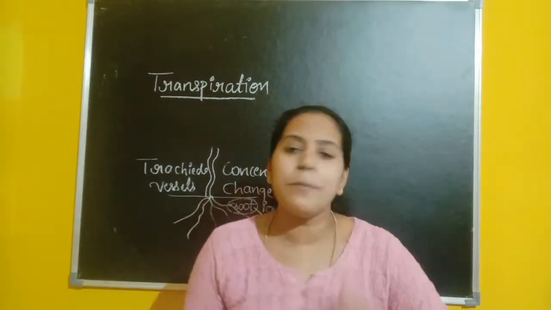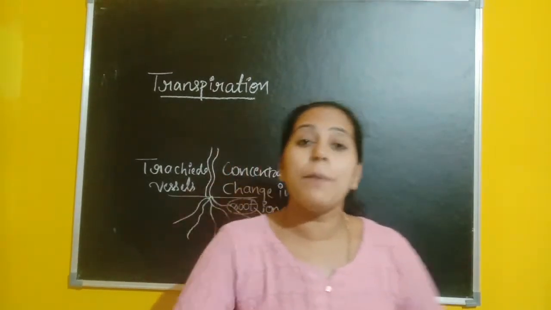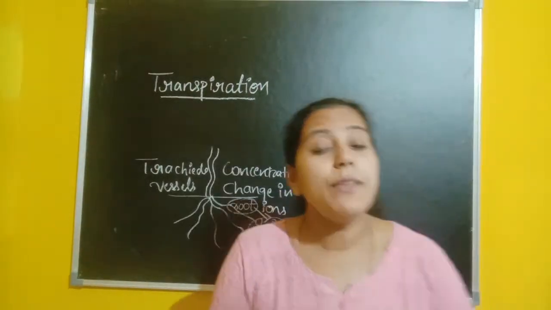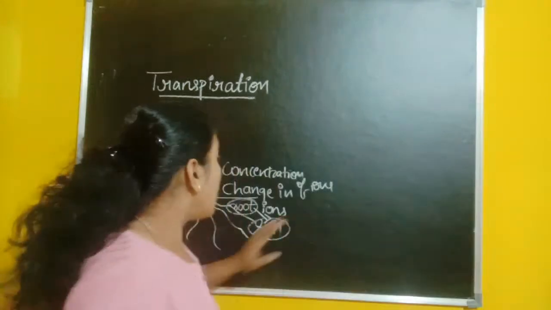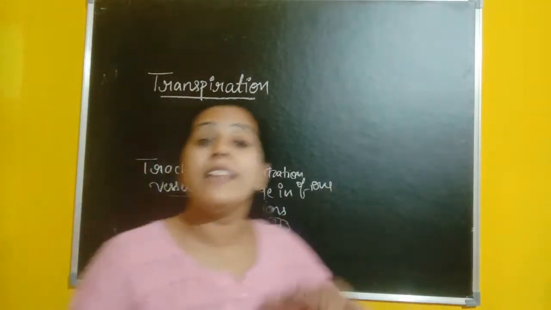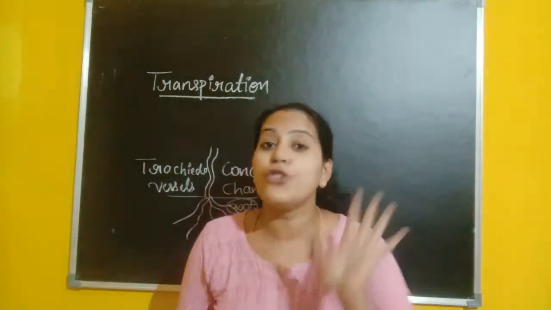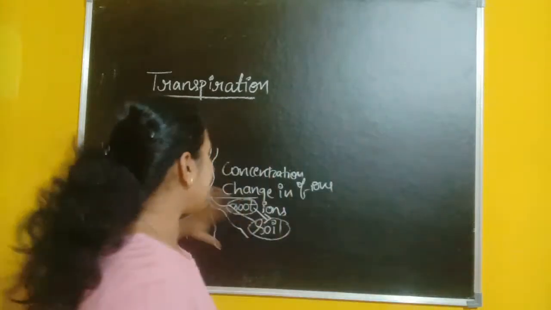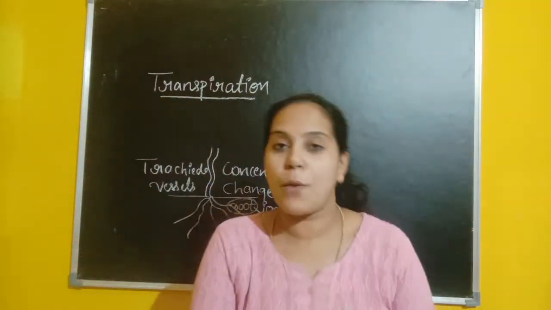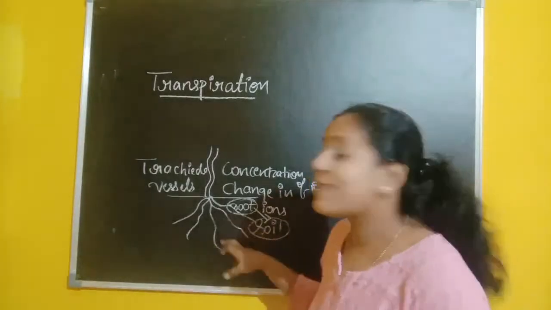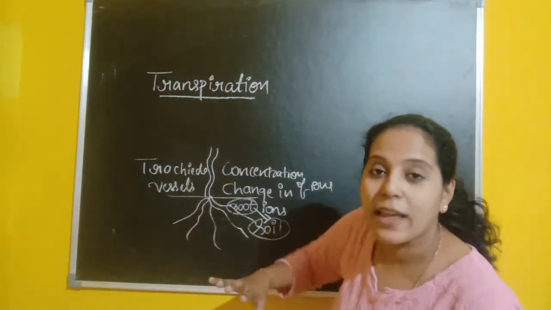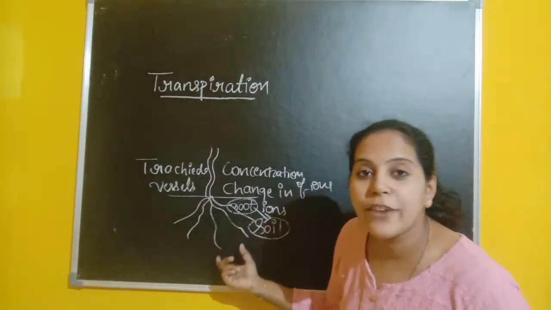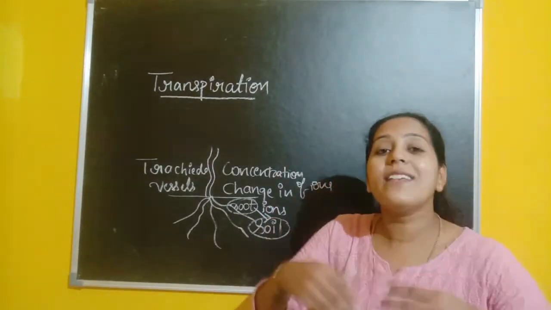So, the question is, what if the plant body is very large? If the plant body is very large, it is not possible for the roots to carry the water with the help of the diffusion process. With the help of diffusion, the water which is present in the roots is transported to different parts of the plant body. A change in the concentration of ions happens, and water is diffusing.